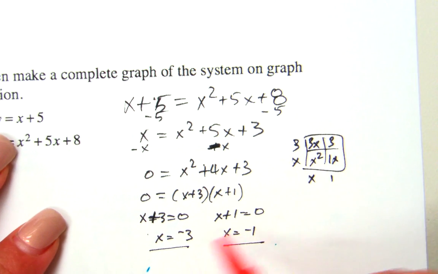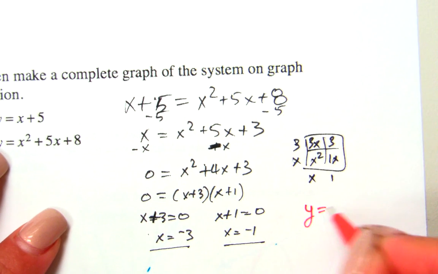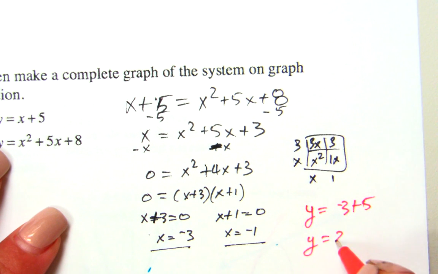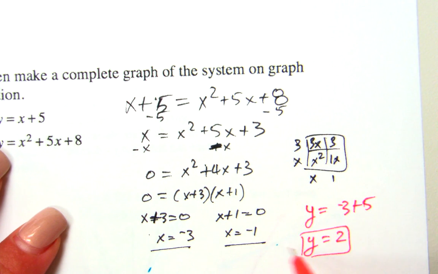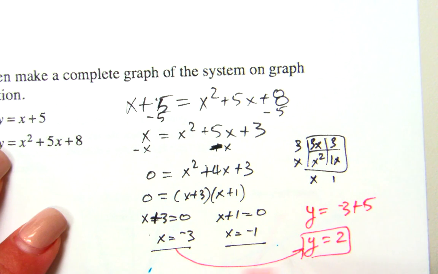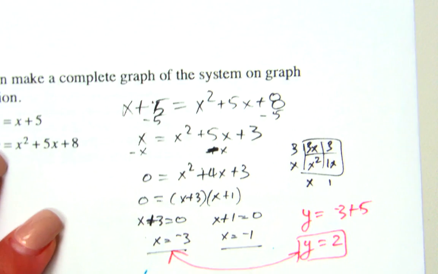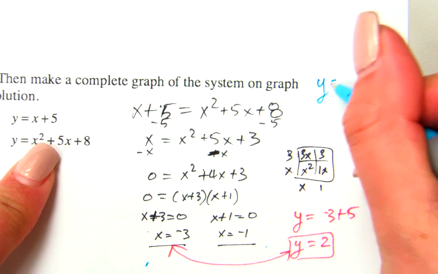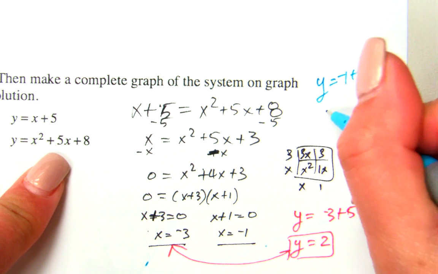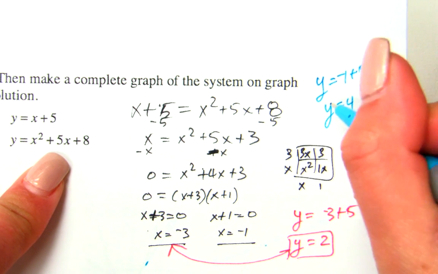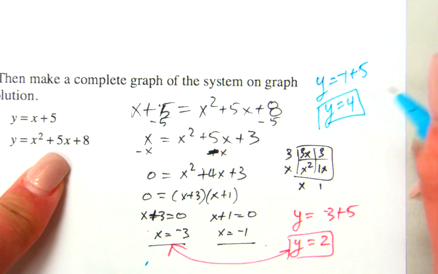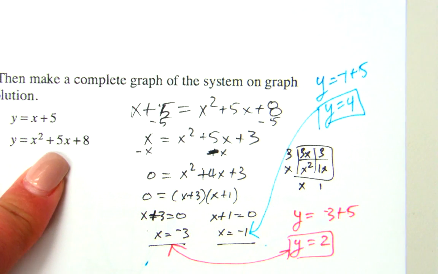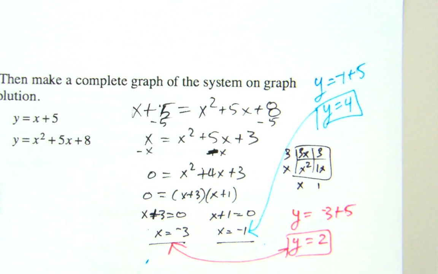So we have x equals negative 3, so y is equal to negative 3 plus 5. So y is equal to 2 when x is negative 3. And then in the other one, y is equal to negative 1 plus 5. So y is equal to 4 when x is equal to negative 1. Okay. All right, so let's get this graphed.